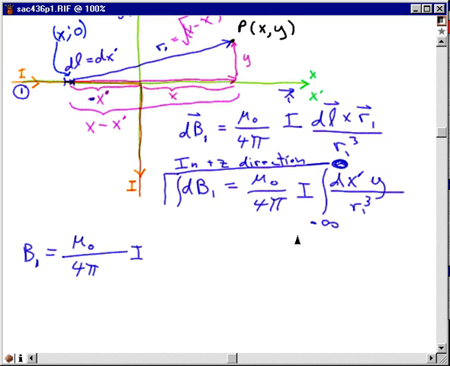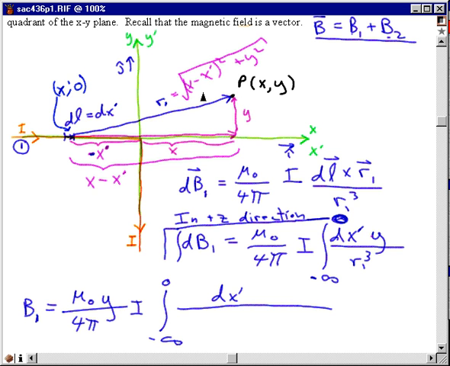And y is a constant throughout this entire integration. So I'll go ahead and factor out the y. Now we're talking about the magnetic field at point P. Got all these contributions to it, but point P is fixed in space, so the y value isn't changing. So I've got the integral from minus infinity to 0 of dx prime divided by the R1 cubed.